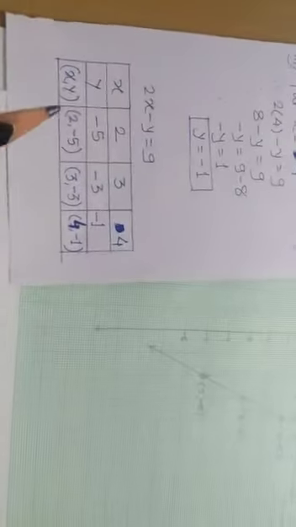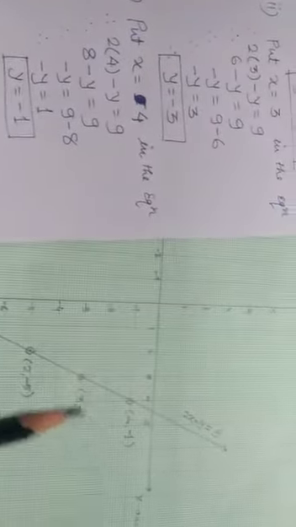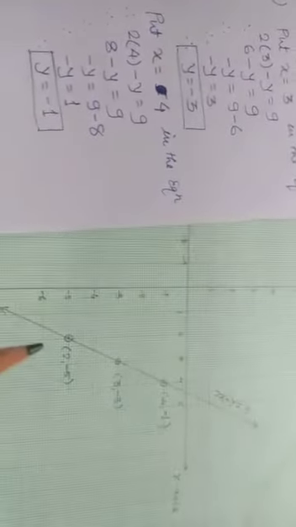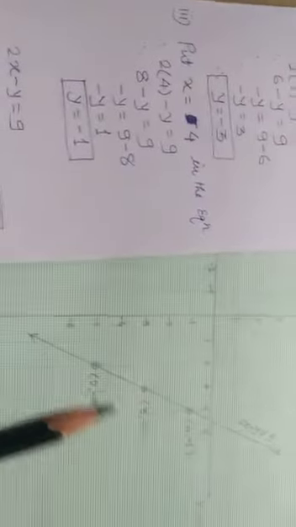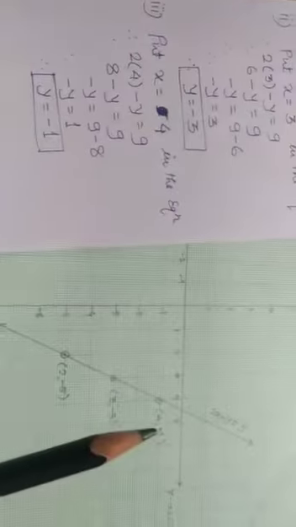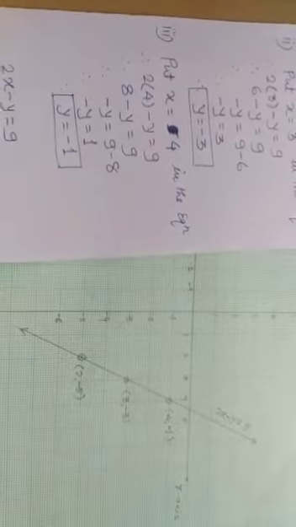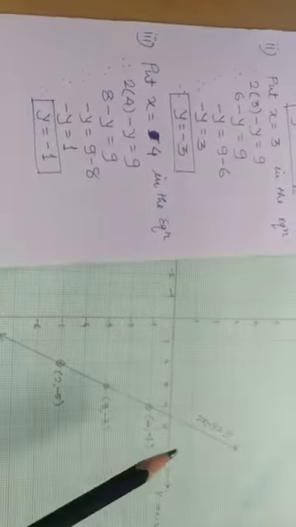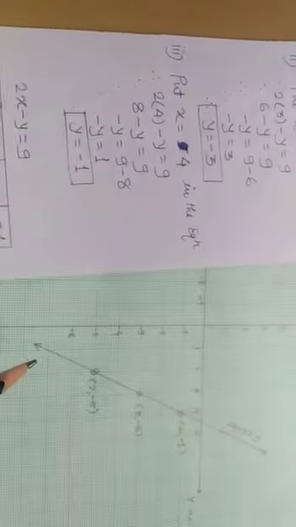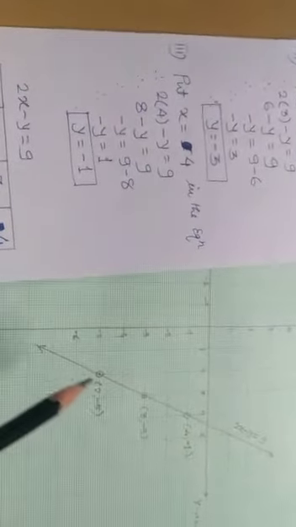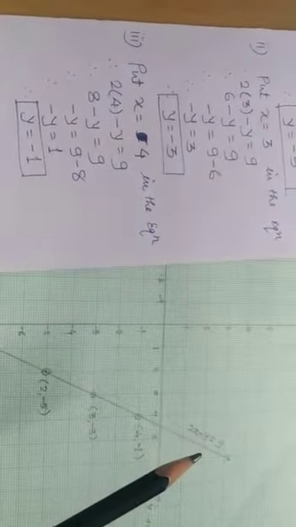Plotting these points. First (2, minus 5). Here is (2, minus 5). Second (3, minus 3). Third (4, minus 1). We get the straight line passing through all these three points. This is the graph of second equation.